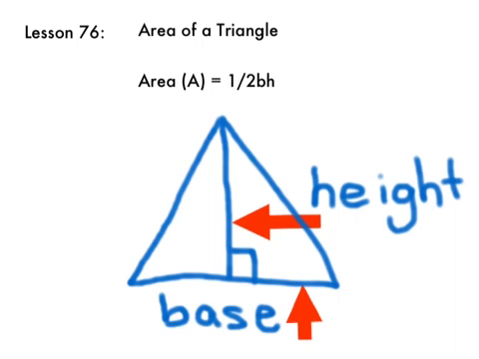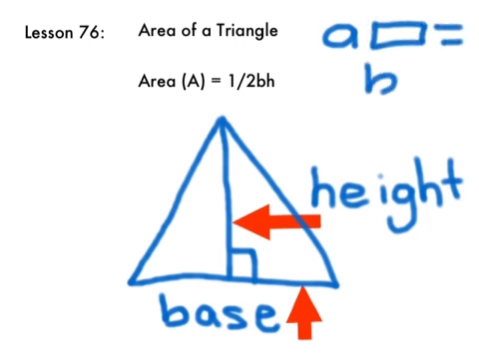Today we are going to be talking about Lesson 76, the area of a triangle. So we all know that the area of a rectangle equals the base times the height. However, with a triangle, the area equals half the base times the height. So why is that?